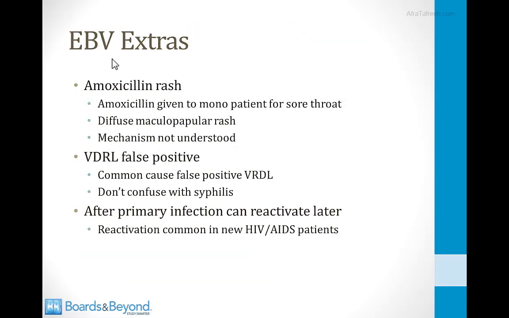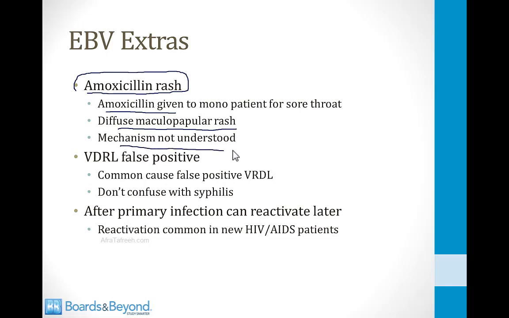A couple of Epstein-Barr virus extras. There is a phenomenon called the amoxicillin rash. Recall that patients with EBV infection and mononucleosis often have a sore throat. Sometimes they are administered amoxicillin thinking that they have a strep sore throat infection. When you do this, many patients will develop a diffuse maculopapular rash.